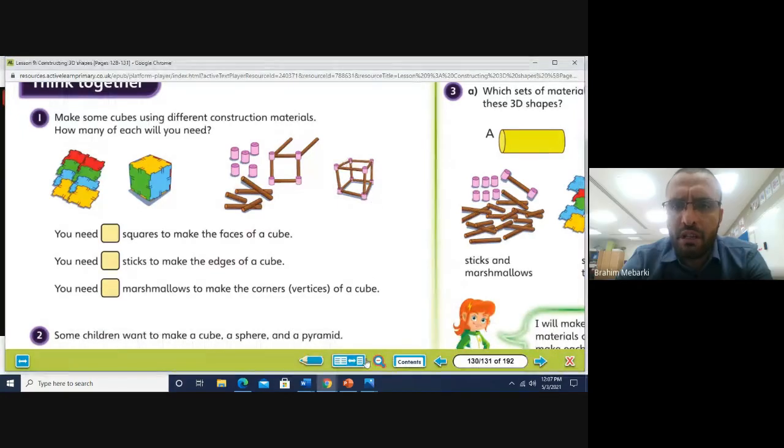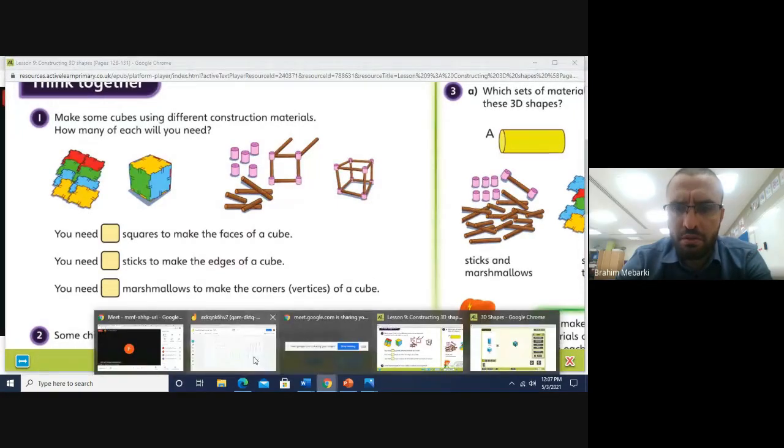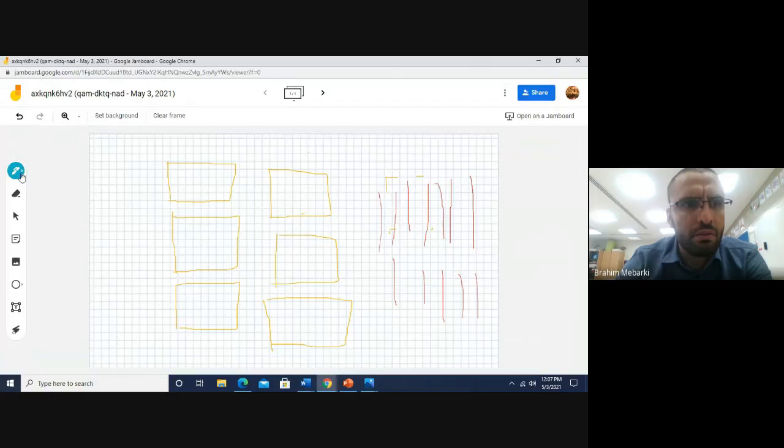So we need eight marshmallows. One marshmallow, two, three, four, five, six, seven, eight. Okay. Now all the materials are ready for us in order to construct our 3D shape.